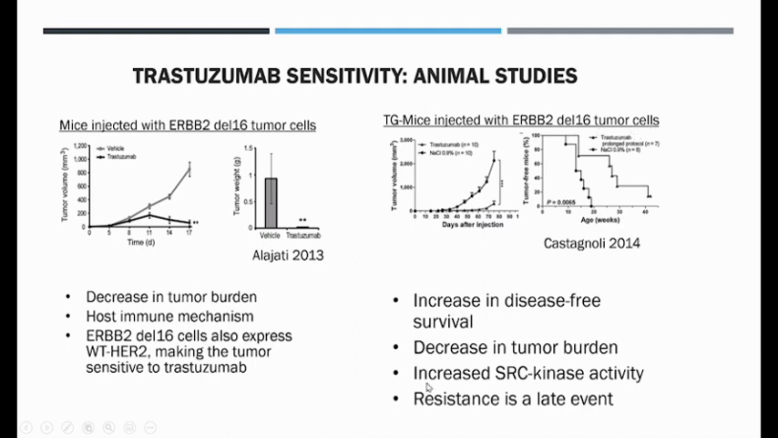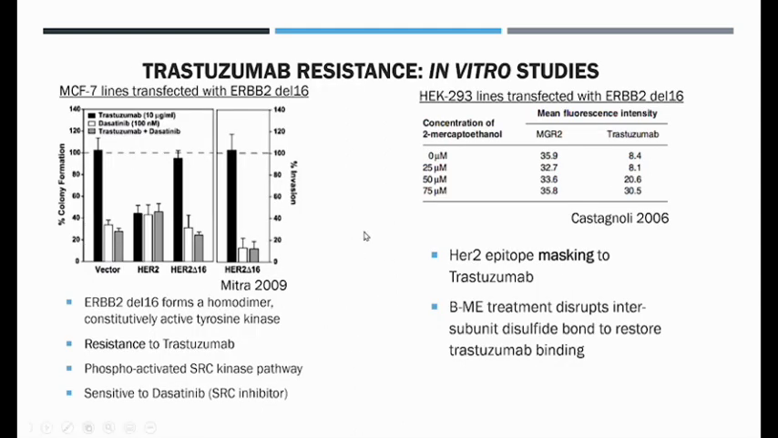With trastuzumab, there is increased disease-free survival and decreased tumor burden, and then there's increased SRC kinase activity, which goes along with the pathway or epistasis, how DEL16 activates the downstream kinase pathways. And then they actually show resistance as a late event. Now this Castiglione group also did a lot of other studies on HER2-DEL16. They work mostly on breast tumors.